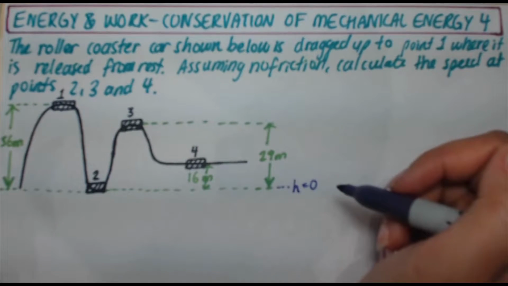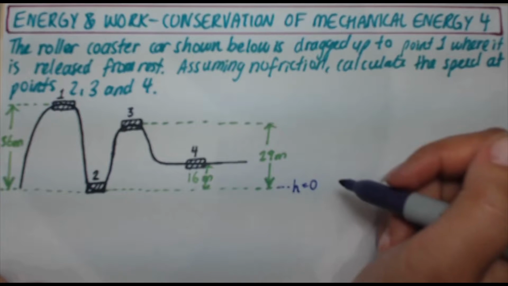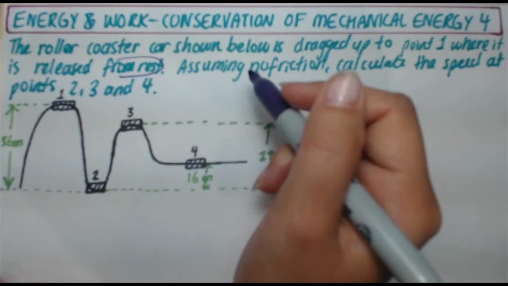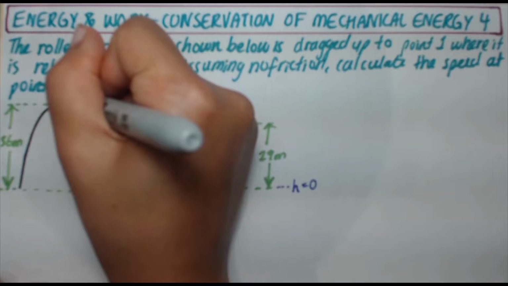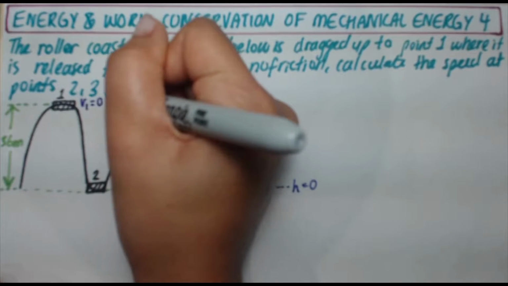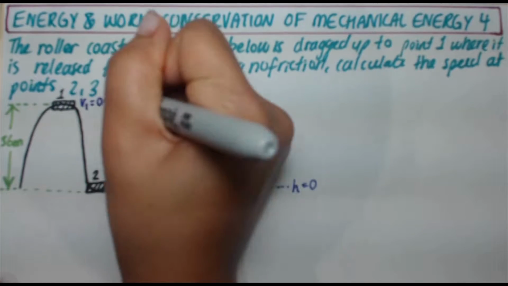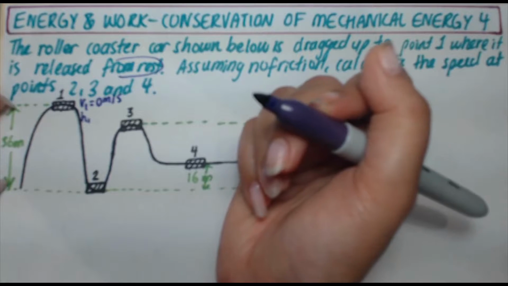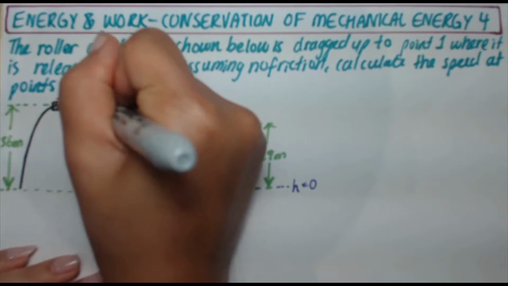Because I want to solve this based on conservation of energy, I'm going to first extract some important information from the problem. It's dragged up to point 1 where it is released from rest. So I know here that V1 is equal to 0, and that's going to help me a lot to simplify my expressions later on. My H1 is 36 meters because that's the height I'm at right now.